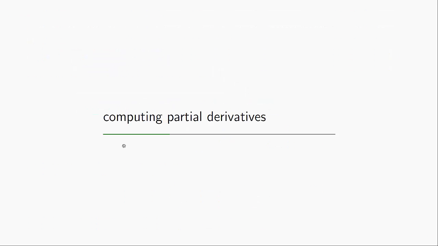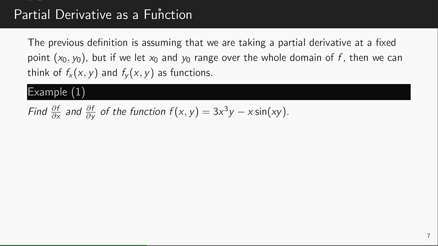So how do you do this symbolically? Well, the partial derivative you can think of as itself a function, because you can compute the partial derivative at every single point x0, y0. If you do that over the entire domain of the function, then fx, the partial derivative with respect to x, and fy, the partial derivative with respect to y, are themselves functions on the domain, assuming the derivatives exist. So let's compute. Here's an example.